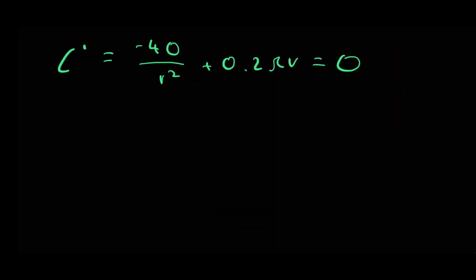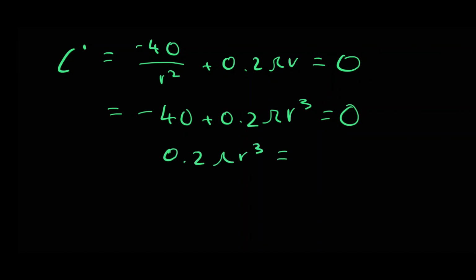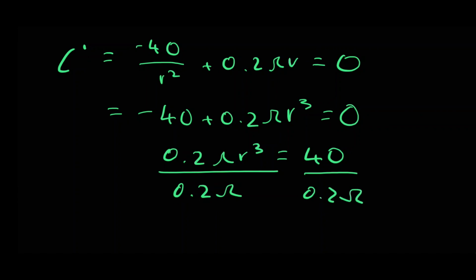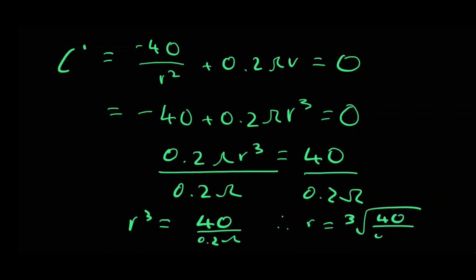And because I've done that, I can multiply everything by r squared to get rid of the r squared fraction and turn it into negative 40 plus 0.2 pi r cubed equals 0. Then I can add 40 to both sides to turn it into 0.2 pi r cubed equals 40. Then I can divide both sides by 0.2 pi. So r cubed equals 40 over 0.2 pi. And therefore, r equals the cube root of 40 over 0.2 pi.